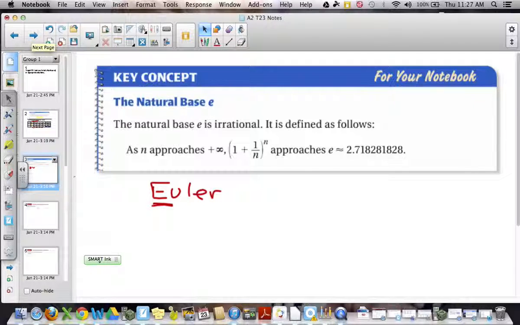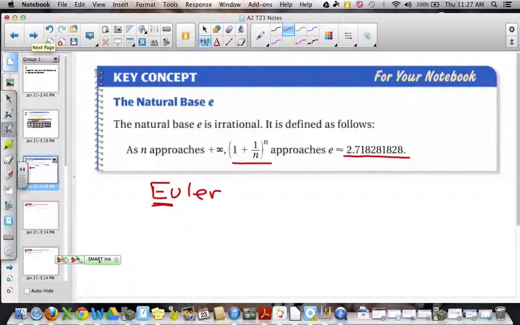So what this definition of e tells us is that as n approaches infinity, for 1 plus 1 over n to the nth power, which is basically what we were just working with, then e is approximately 2.718281828. This is an irrational number, so it goes on forever, and there is no clear repetition in terms of what the numbers are. And this is what we call the natural base e.